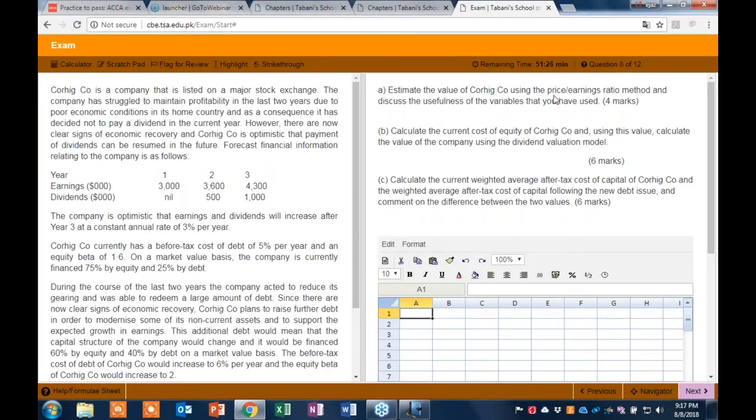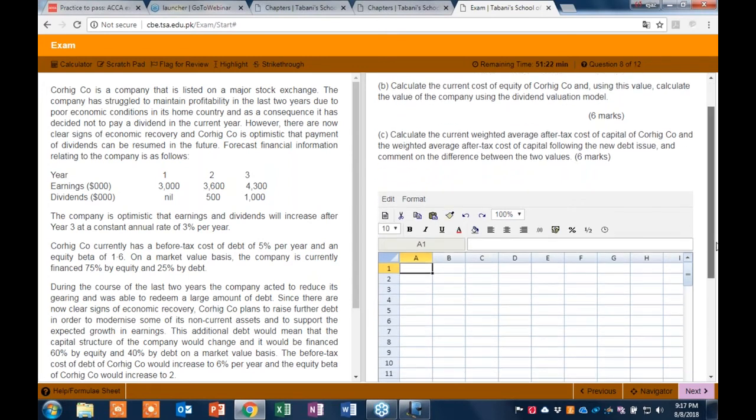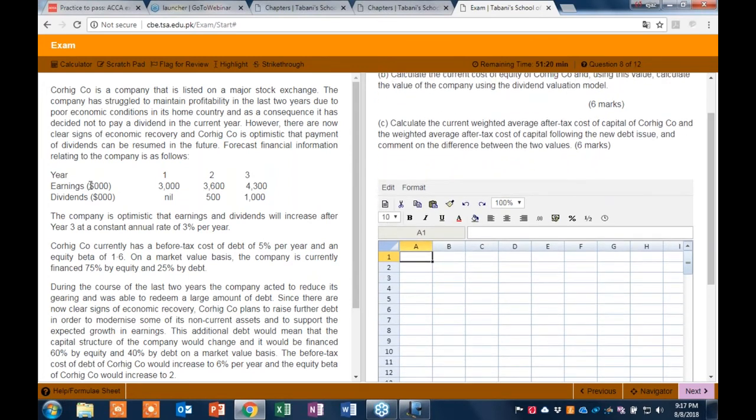Estimate the value of the Corhick company using the PE ratio method and discuss the usefulness. So let's calculate the value of the company. Look at this question. The forecast financial information relating to the company is as follows. The earning of the company in the future will be $3,000 for the first year, $3,600 for the second year, and $4,300 for the third year. Since we have variations in the earning, the best way will be to calculate average earnings.